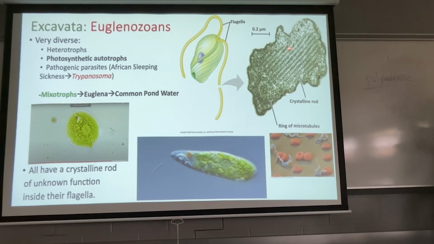We have no idea what it's for. We assume structural support. But it's a diagnostic character of a euglenozoan. If they have that and you're a protist, you're probably a euglenozoan. All right, so those are the excavates. Here's a little video of one of these guys that is obviously photosynthetic with the green pigments, right? It's got lots of chloroplasts.